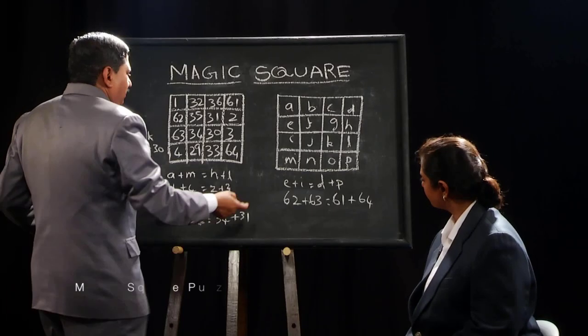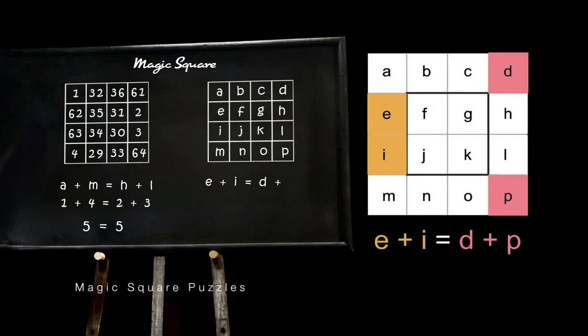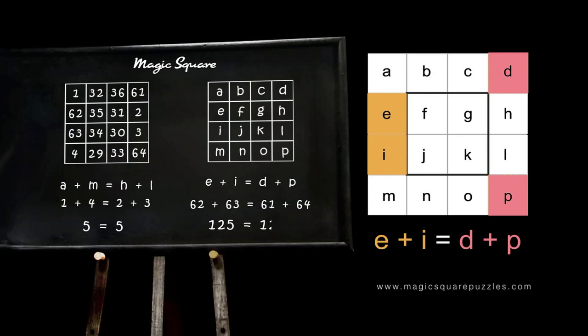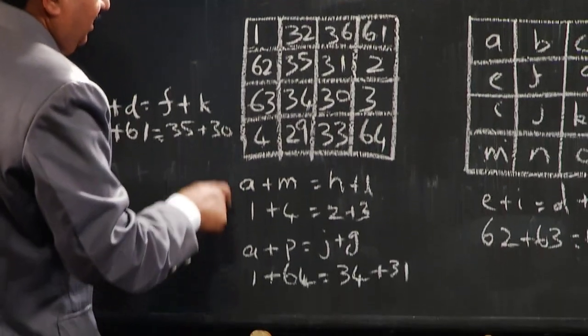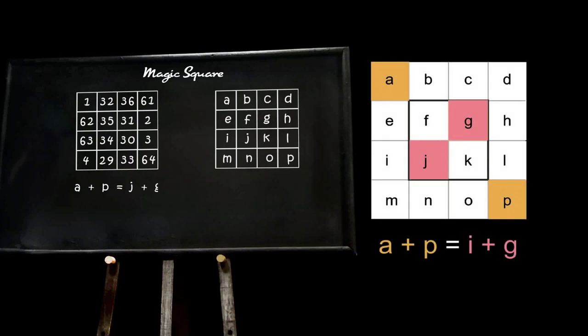Again, one more rule. E plus I is equal to D plus P. 62 plus 63, 125 is equal to 61 plus 64, 125. Again, another rule is there. That is A plus P is equal to J plus G. 1 plus 64 is equal to 34 plus 31. 65 is equal to 65.